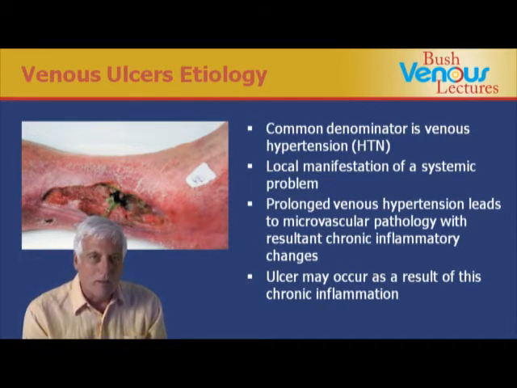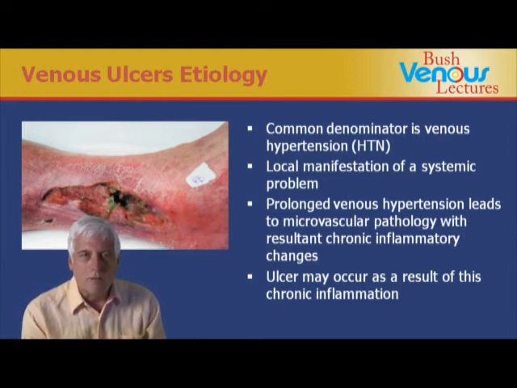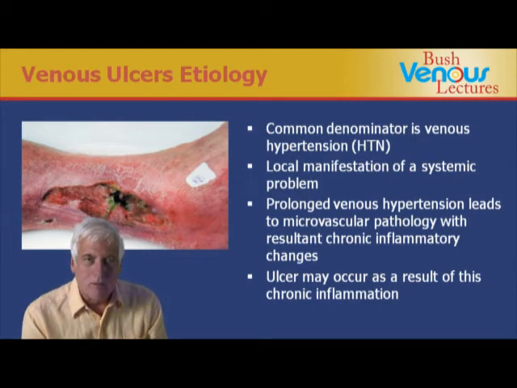The etiology of venous ulcers is multifactorial. However, the common denominator is venous hypertension. This is a local manifestation of a systemic problem. Prolonged venous hypertension leads to microvascular pathology with resultant chronic inflammatory changes. An ulcer may occur because of this chronic inflammatory state.